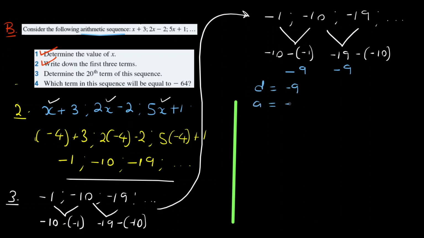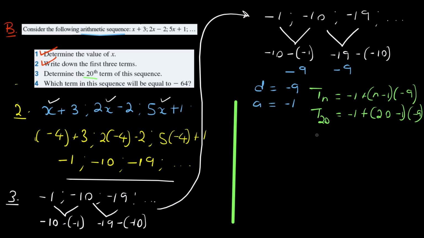So we know that our d, our common difference, is equal to -9. Our a, first term, is equal to -1. Therefore, our general term Tn is equal to our a value, -1, plus n minus 1 times our d, -9, and we simplify this. Or we can just answer the question by saying what's the 20th term. Remember, we're looking for the 20th term. We can just substitute 20. It should be -1 plus 20 minus 1 times -9, and then we'll calculate what T20 is.